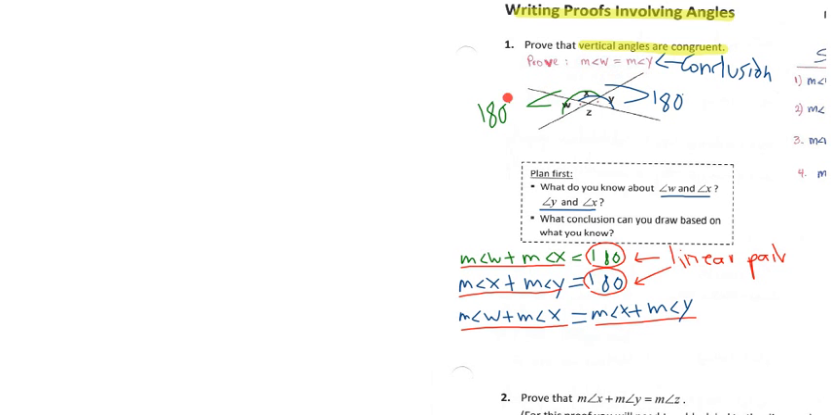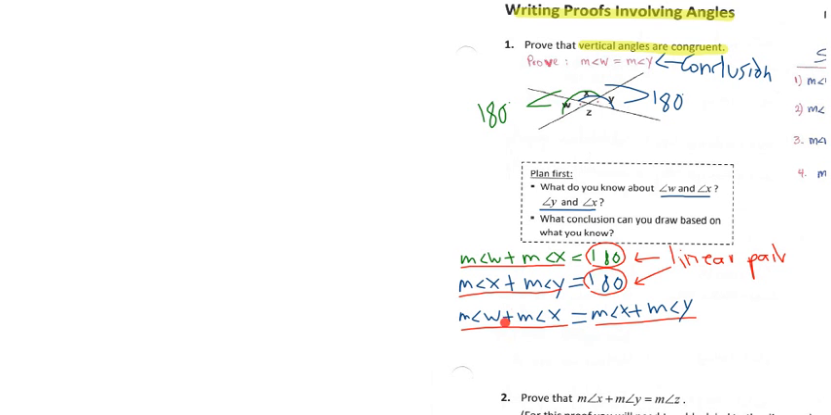But if you notice, on the left side, we already have measure of angle W, and on the right side, we have measure of angle Y. The only thing that we have extra here is the measure of angle X, which is repeated on both sides. So I need to get rid of that. If I get rid of that, then I have exactly what I want. So how do I get rid of that?